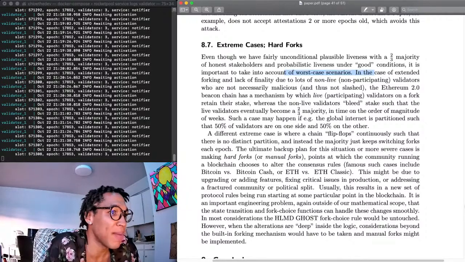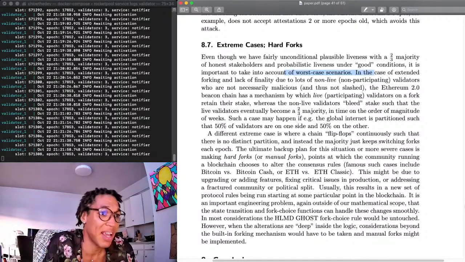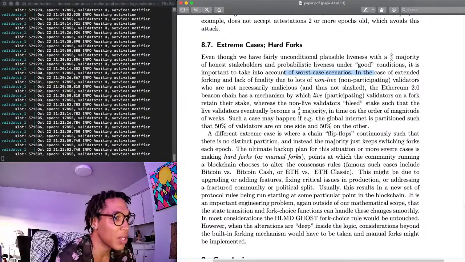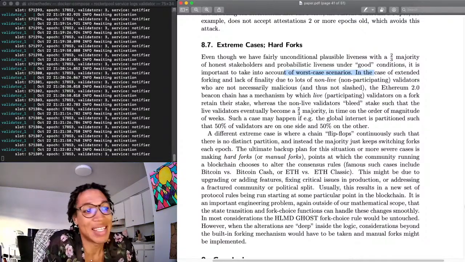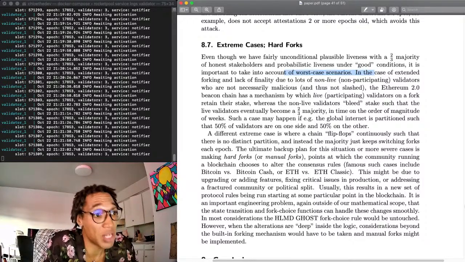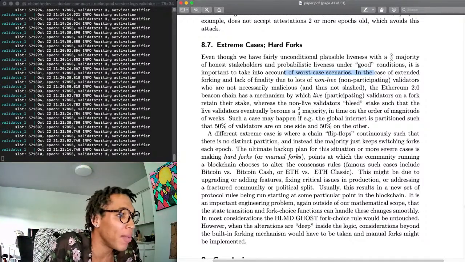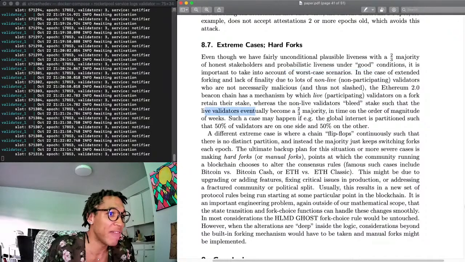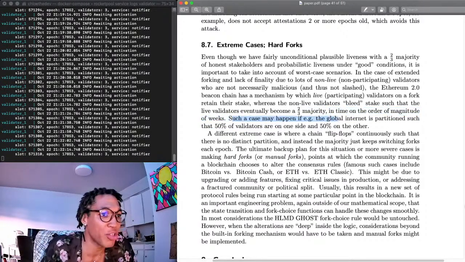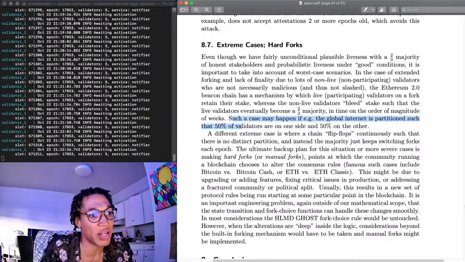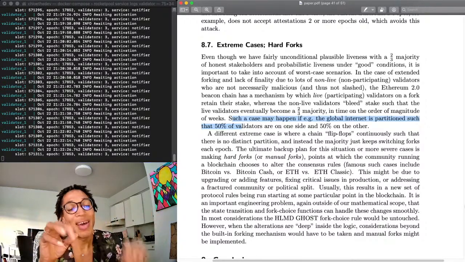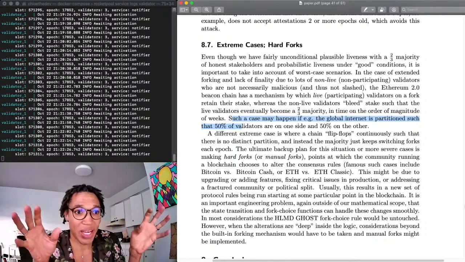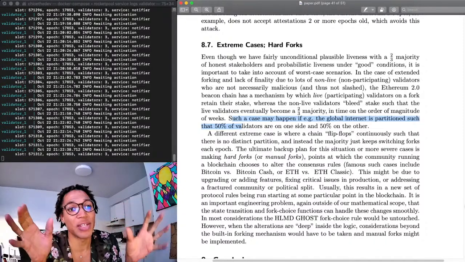In Ethereum 2.0, the Beacon Chain has a mechanism by which live participating validators on a fork retain their stake, whereas non-live validators bleed stake such that the live validators eventually become a 2/3 majority. That's an inactivity leak, which is happening right now on the Medalla testnet. This takes on the order of weeks, such that a case may happen if, for example, the global internet is partitioned such that half the validators are on one side and half are on another. What you would eventually see is 2 different Ethereum networks, and each chain would be totally fine and eventually finalized, but they would be competing chains.